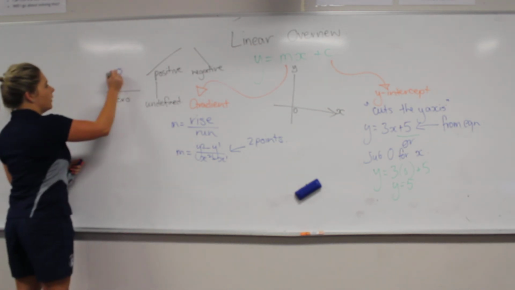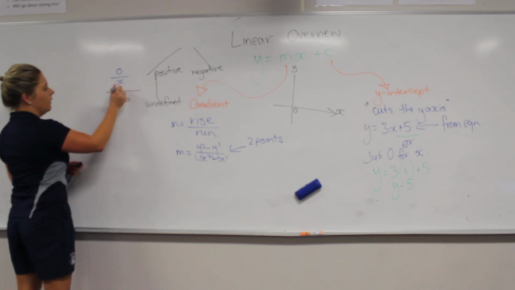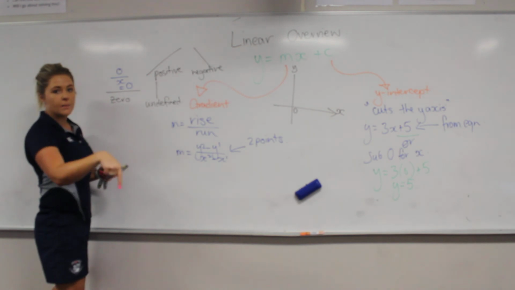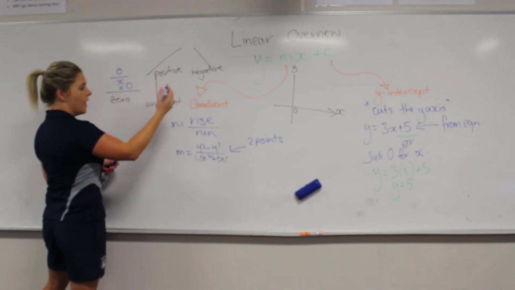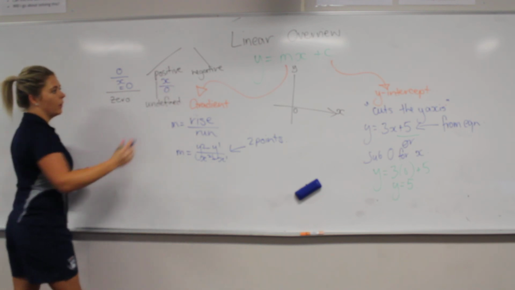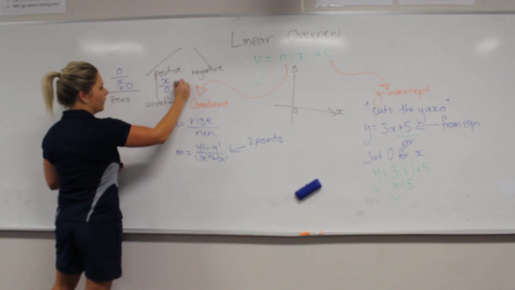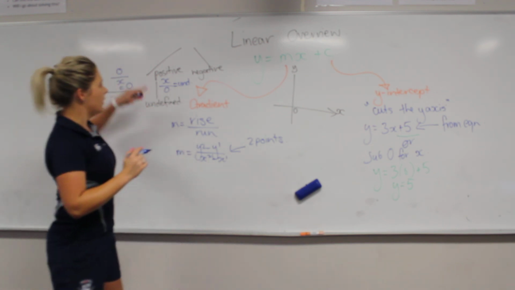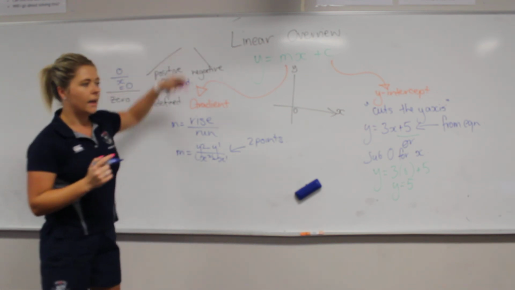Now when we're looking at a 0 gradient, it has no rise, but it has a run. So 0 divided by anything will always equal 0. And an undefined gradient has a rise but it has no run, so anything divided by 0 will always be undefined. So vertical is undefined, horizontal 0, positive that way, negative that way.